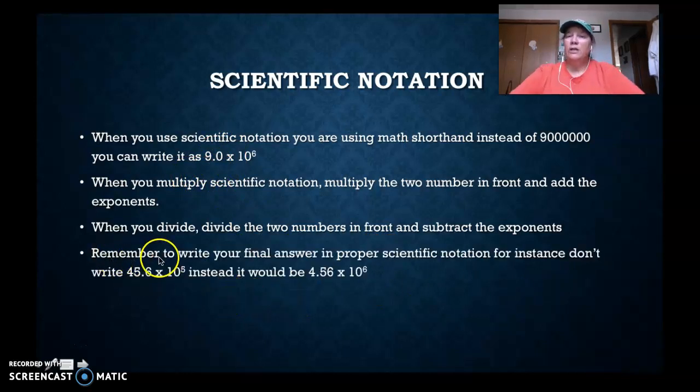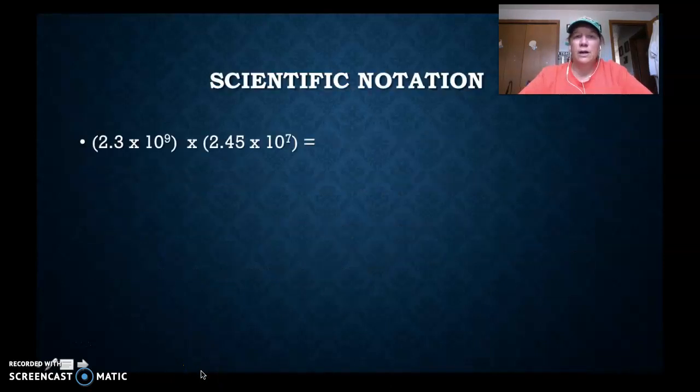When you're all done, when you get your answer, let's say I did my calculation and I get 45.6 times 10 to the fifth. If I left it like that, that would be improper scientific notation. Instead, I'm going to move this decimal over because in proper scientific notation, you have a whole number and then a decimal. Okay, so you move the decimal here. I changed it from 45.6 to 4.56. So I made this number smaller, so I make this number larger. So these two equal each other. This one's in proper scientific notation. This one is not.